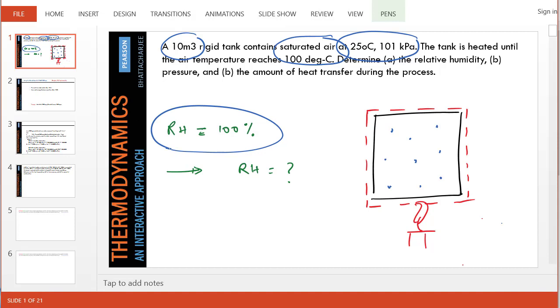Now we are heating this tank to a pretty high temperature of 100 degrees Celsius. We are supposed to find the final relative humidity, the final pressure, and the heat transfer during the process. Obviously, a psychrometric chart cannot be used for this problem because the total pressure in a psychrometric chart doesn't change.